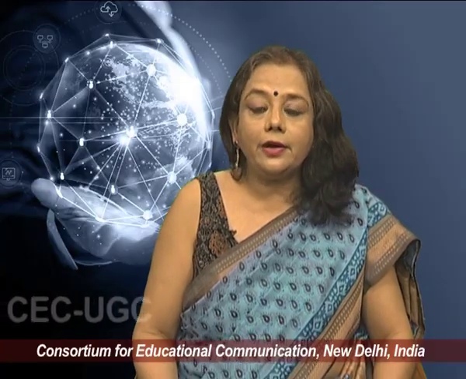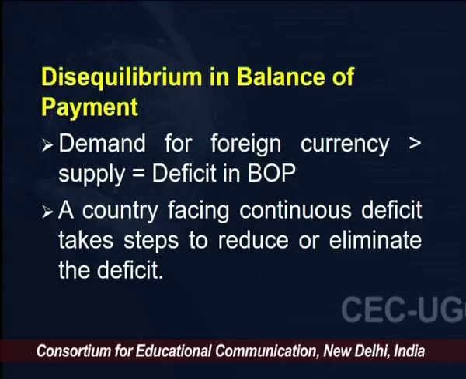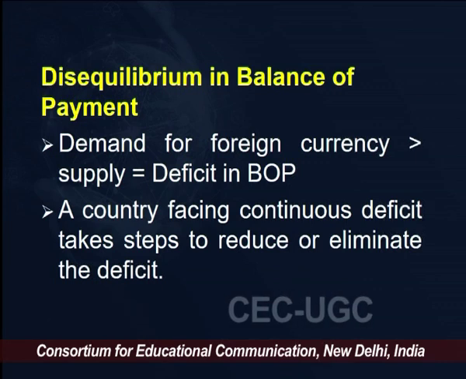So, disequilibrium in balance of payment means either there is a surplus or deficit in the balance of payment account. That means demand for foreign currency may be greater than the supply. If demand for foreign currency is greater than supply, this will lead to deficit in balance of payment. A country facing continuous deficit takes steps to reduce or eliminate the deficit. Otherwise, not only the credit standing of that country will decrease, but there may be a currency crisis as well.